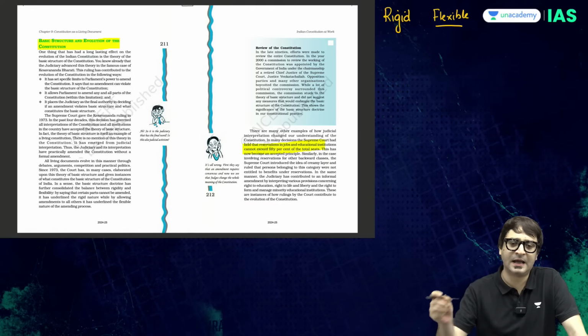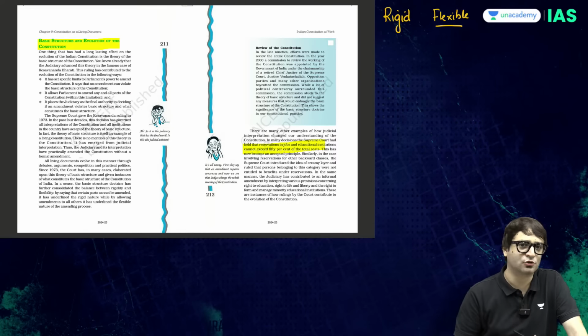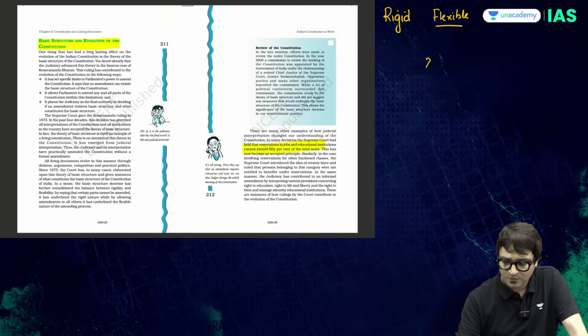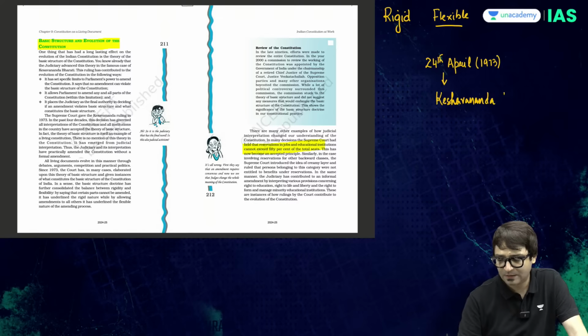And this is where a landmark judgment was given by the Supreme Court. On the 24th of April, the year was 1973, this case came to be known as Keshavananda Bharti versus State of Kerala.